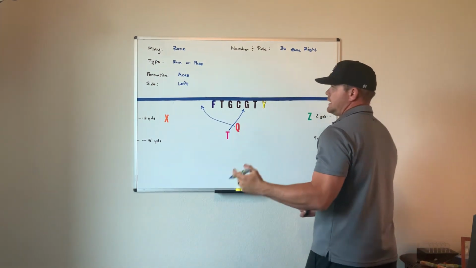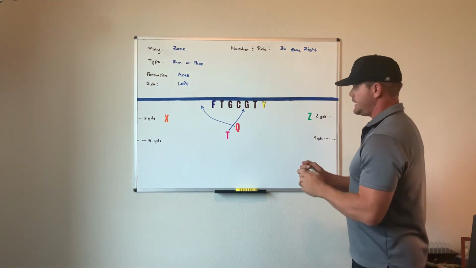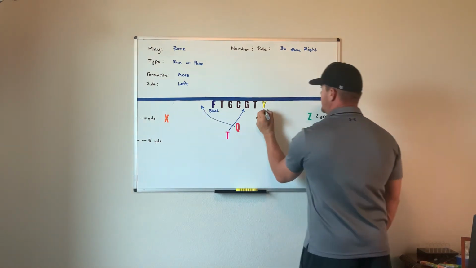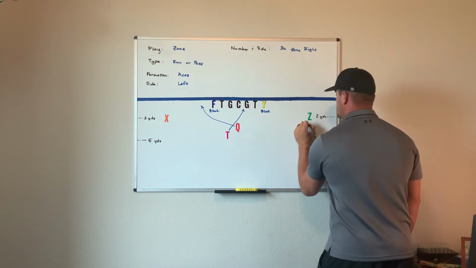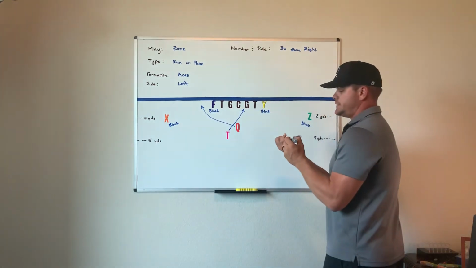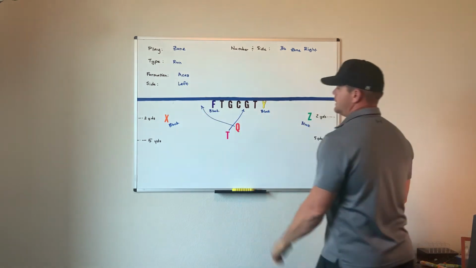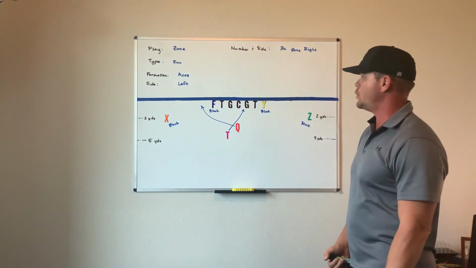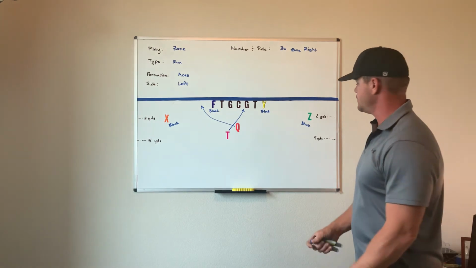Now, in aces on zone, what we want to see is F block and Y block. Z is going to block and X is going to block. So in aces, there is no pass option. All right? Either the quarterback hands it off to the tailback or the quarterback takes off with it. Either way, there's no pass in aces. Okay?